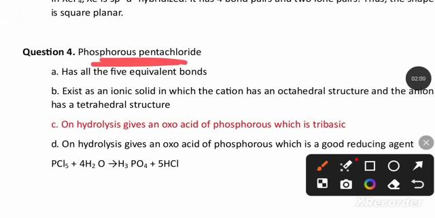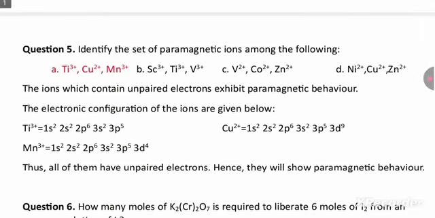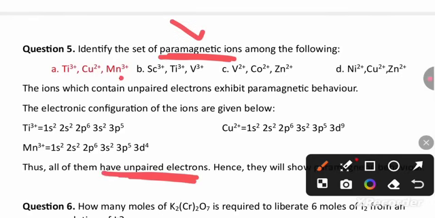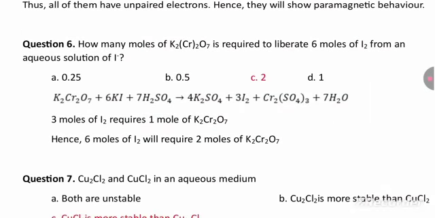Phosphorus pentachloride, PCl5, on hydrolysis gives one of the oxo acids of phosphorus and this oxo acid is tribasic. So option C is the right answer for this question. Identify the set of paramagnetic ions. Paramagnetic ions are the ions which are slightly attracted to a magnet, and the reason behind attraction is unpaired electrons. So option A containing ions Ti3+, Cu2+ and Mn3+ has one or more unpaired electrons. That's why they show paramagnetism.